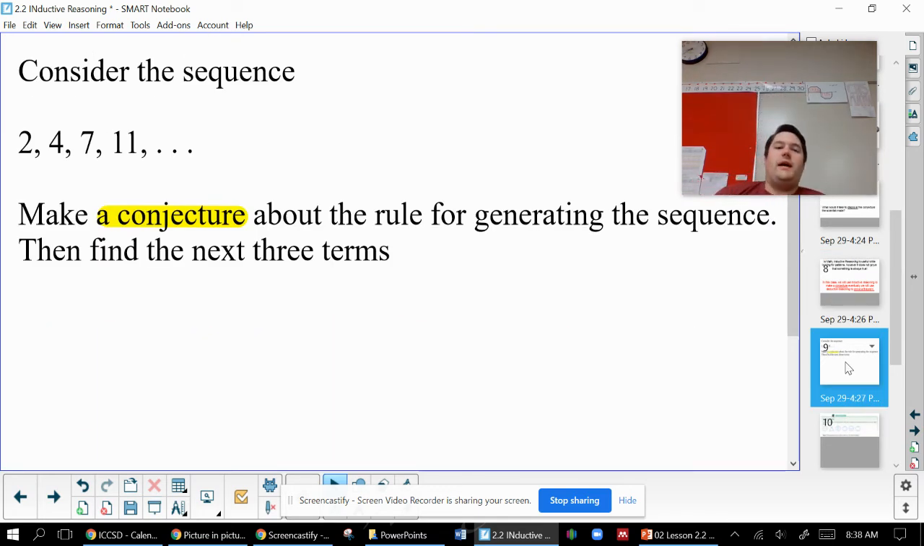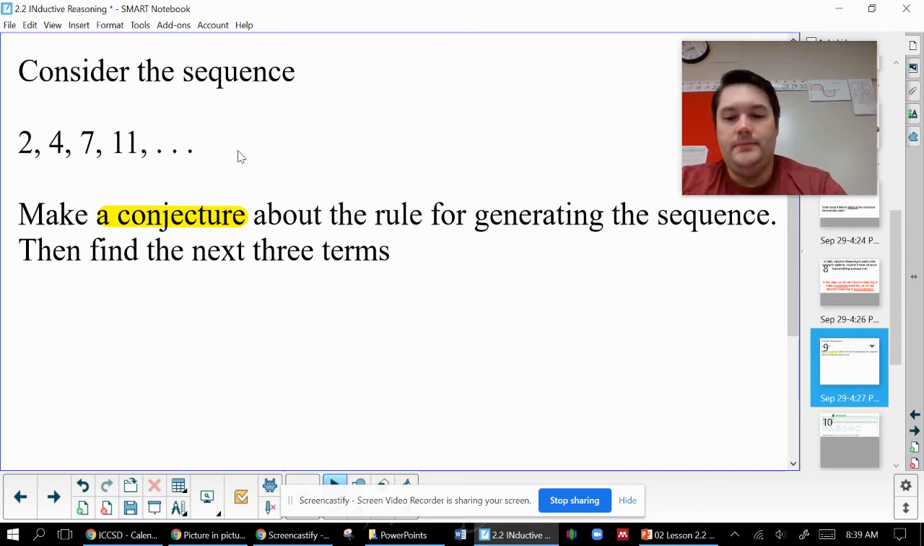So let's go back and think about something that you've probably been doing for a very long time, just looking at patterns and seeing what comes next. Here we've got a pattern like 2, 4, 7, 11. We want to make a conjecture about what the rule is, what the pattern is, and eventually find the next few terms. If we're dealing with numbers, we're probably looking at something like addition or multiplication or subtraction or something like that. And so we want to look for those kinds of patterns.